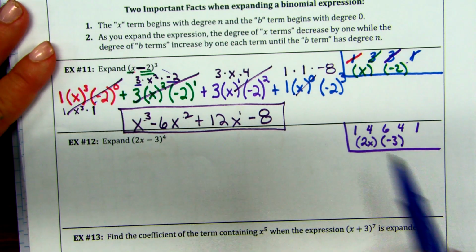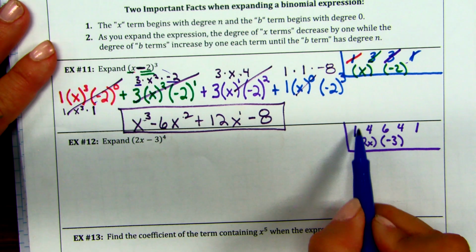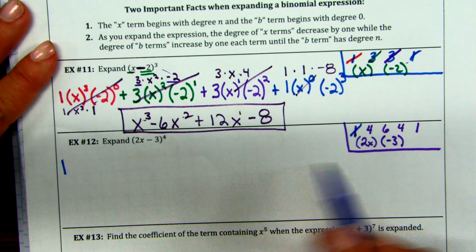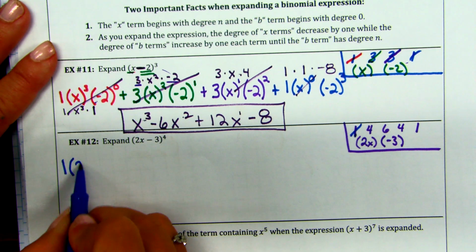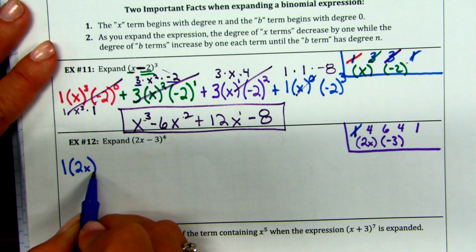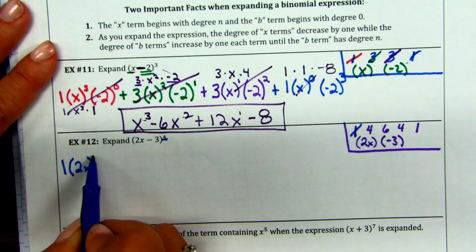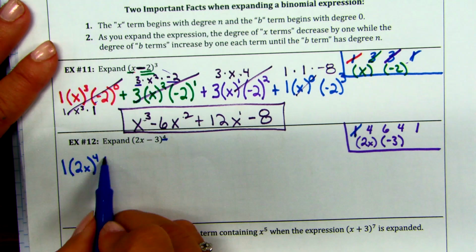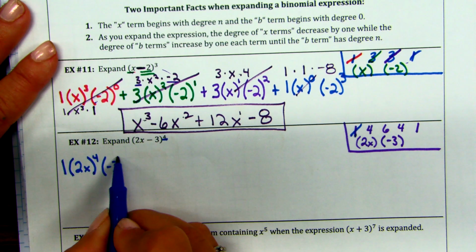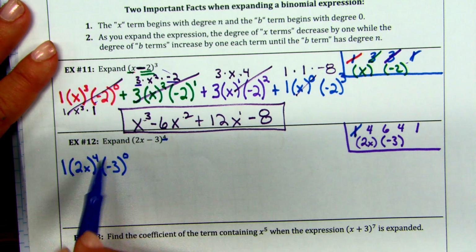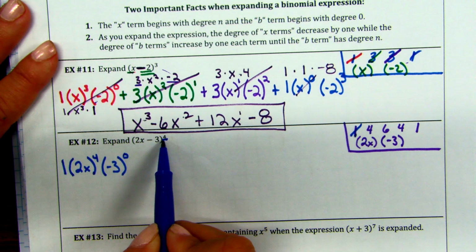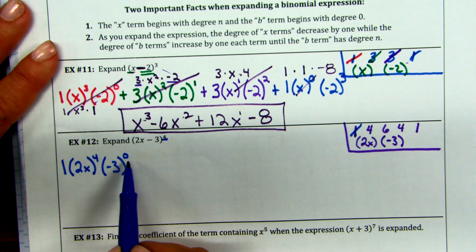So starting with 1. 1 is the first one. I'm going to put a 1. And then 2x, always in parentheses. And how do I know what power? Whatever we were given, that's how we start. You'll never go above that number. And then don't forget about your negative 3, and that is always starting at 0. So those two numbers should always add up to the power we're trying to expand to. Okay, so 4 plus 0 is 4.